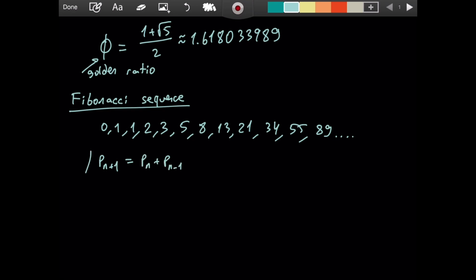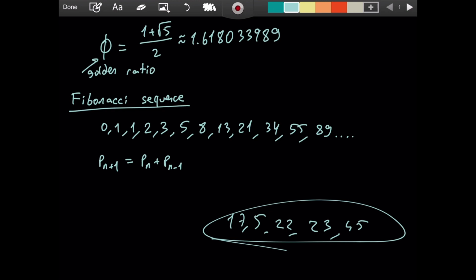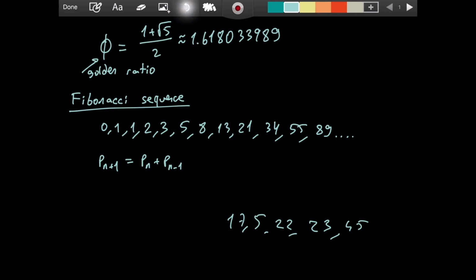Of course, this definition is not enough. Because what if I don't start with 0 and 1? Maybe I start with, let's say, 3 and 5. Well, let's not start with that. Let's start with 17 and 5. Then if I use this formula, I would have 22, then 27, then 49. Clearly, this is not the Fibonacci sequence. So I need to specify the initial conditions.